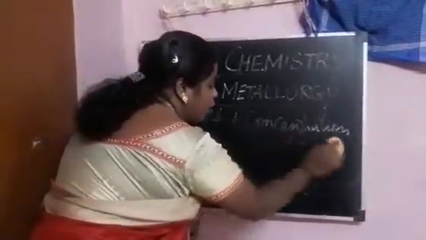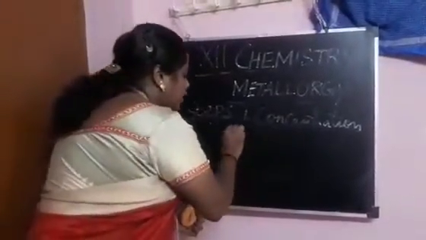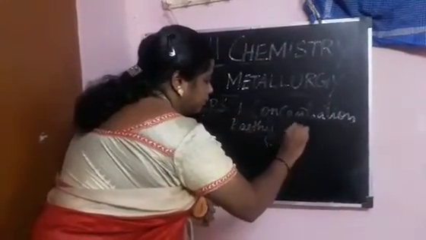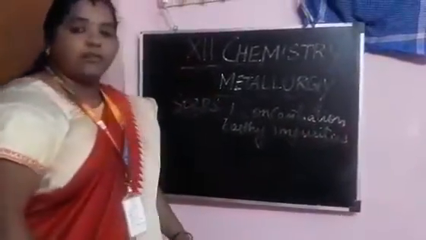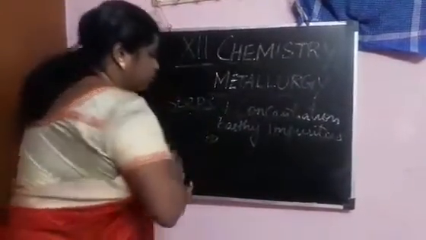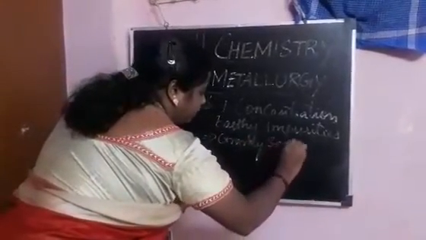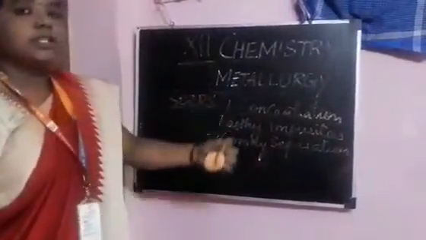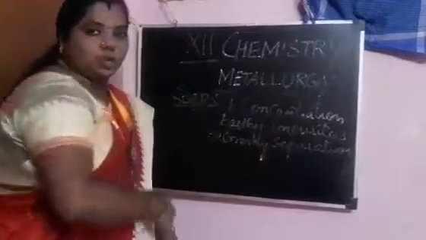First we have seen the concentration. I already told that in concentration, we remove the earthy impurities. Some more steps are there in it. First one is gravity separation. So under the concentration, we have some more steps included in it. In the concentration, the earthy impurities are to be removed.